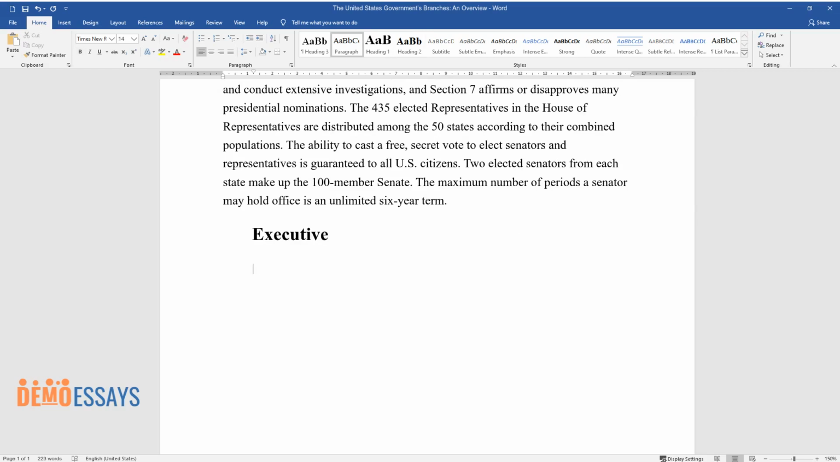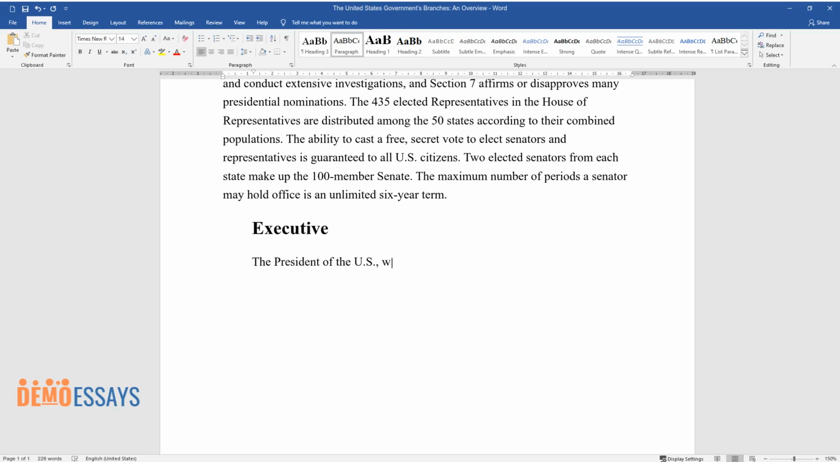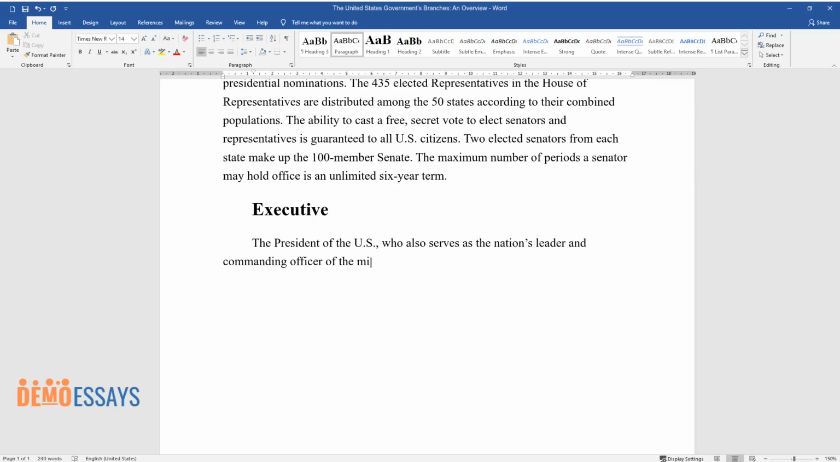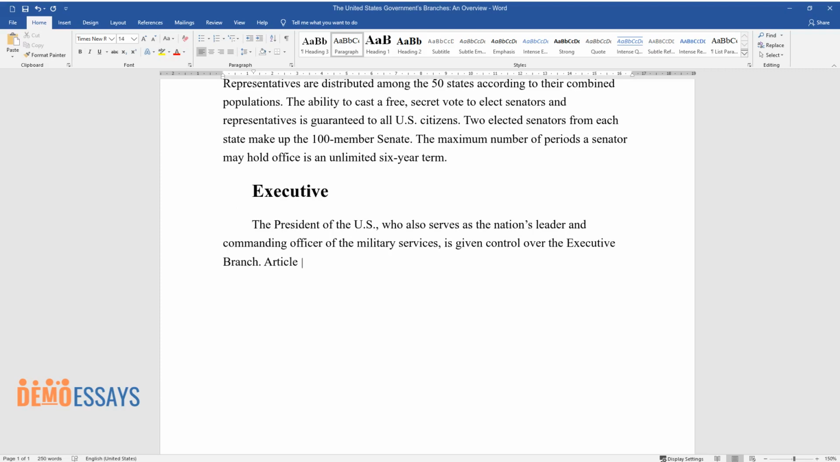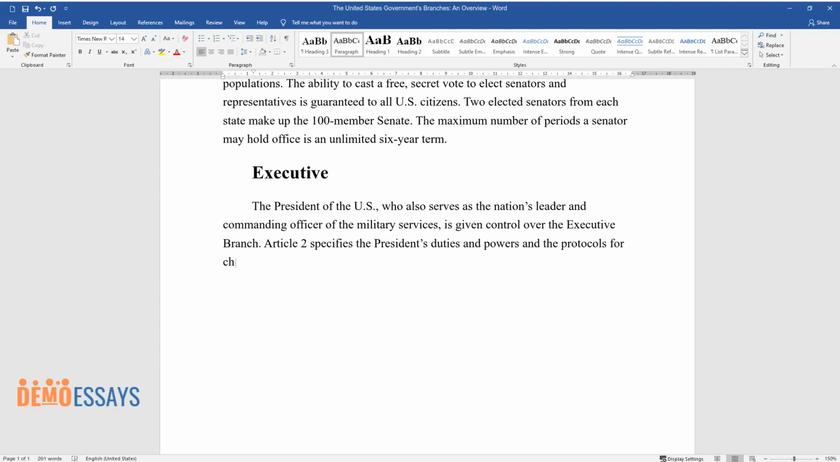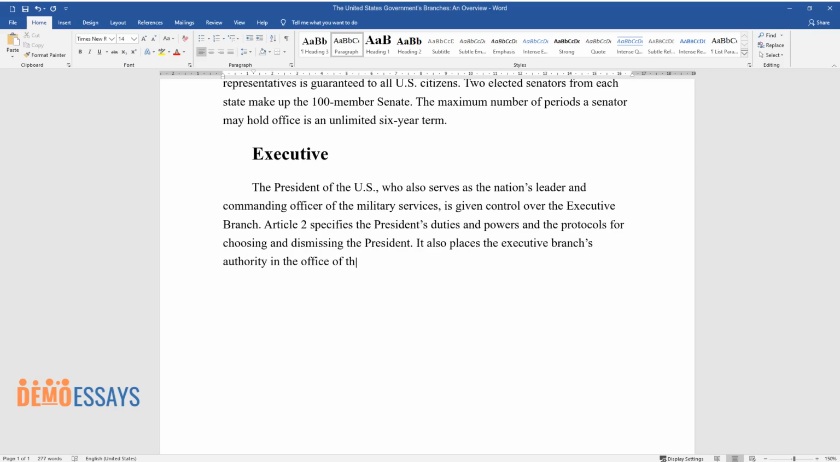Executive. The President of the U.S., who also serves as the nation's leader and commanding officer of the military services, is given control over the executive branch. Article 2 specifies the President's duties and powers and the protocols for choosing and dismissing the President. It also places the executive branch's authority in the office of the President.